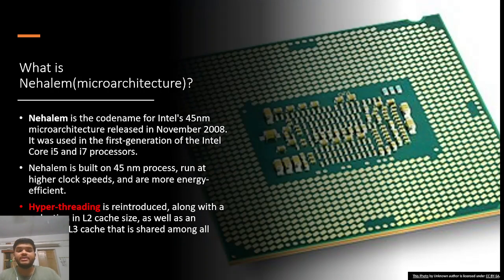Now we will understand what Nehalem microarchitecture is. Nehalem is the codename for Intel's 45 nanometer microarchitecture released in November 2008. It was used in the first generation of Intel Core i7 and i5 processors. Nehalem is built on a 45 nanometer process, runs at higher clock speeds and is more energy efficient. Hyperthreading is reintroduced along with a reduction in L2 cache size as well as an enlarged L3 cache that is shared among all the cores.